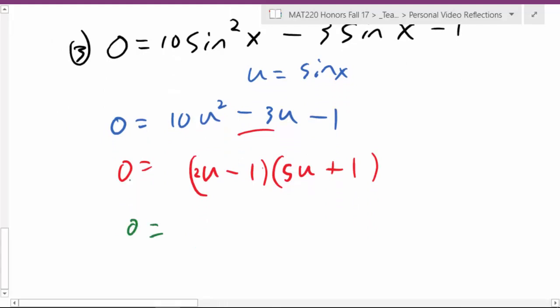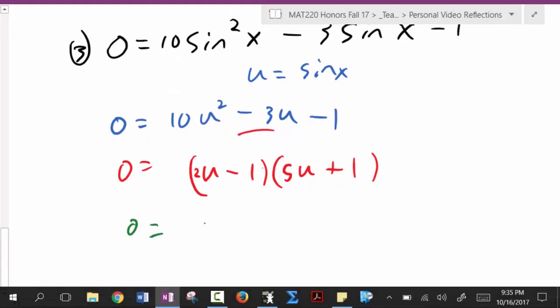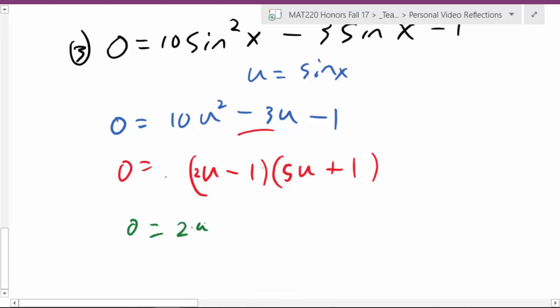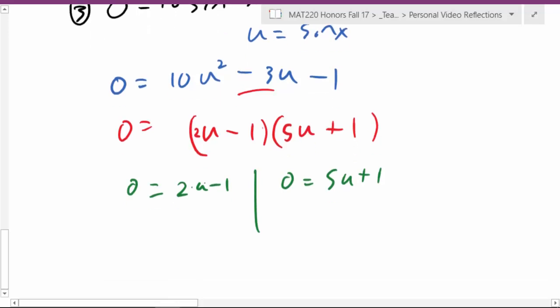So now we are going to be able to solve this. We take each factor and set it equal to 0, and I get 2u minus 1 is equal to 0, and 5u plus 1 is equal to 0. So now, when I go ahead and solve that, what are we going to get? u equals 1/2, and u equals negative 1/5. Fantastic. Am I done? Put a box around it?